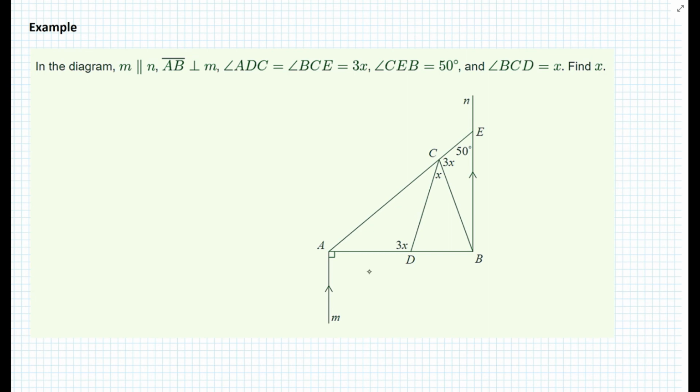Well, since we know that segment AB is perpendicular to line M, and then we know that line M is parallel to line N, then what can we say about the angle here at B? We can say that this is also a right angle here. And there's a theorem to this, right? That says that if one of two parallel lines is perpendicular to a third line that is intersecting those two parallel lines, then the other line needs to be perpendicular as well.